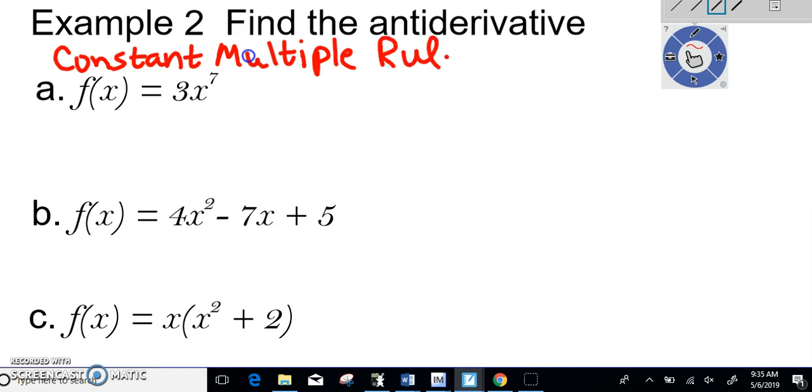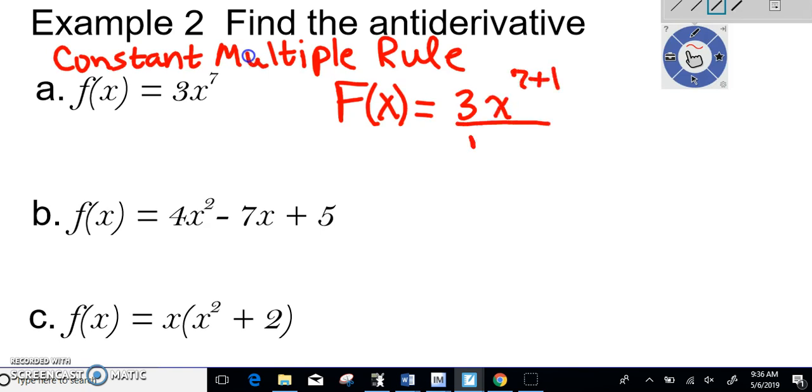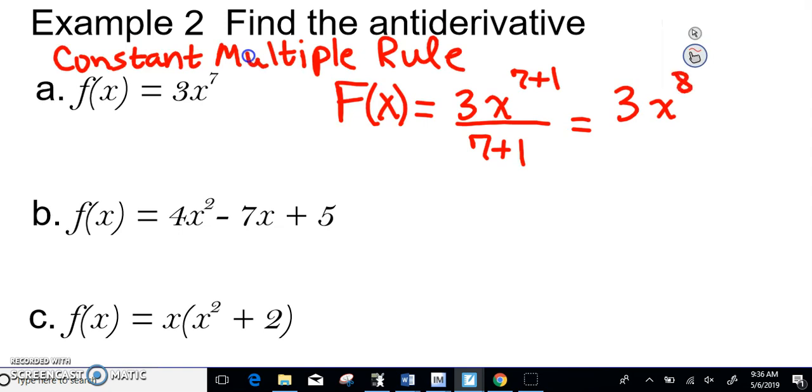All right, so the constant multiple rule means that all we do is add 1 to the exponent and divide by the new exponent. So for the antiderivative, big F, we do 3, we add 1 to the 7, 7 plus 1, so that would be 3x to the 8th power, divided by 8. And that's it.